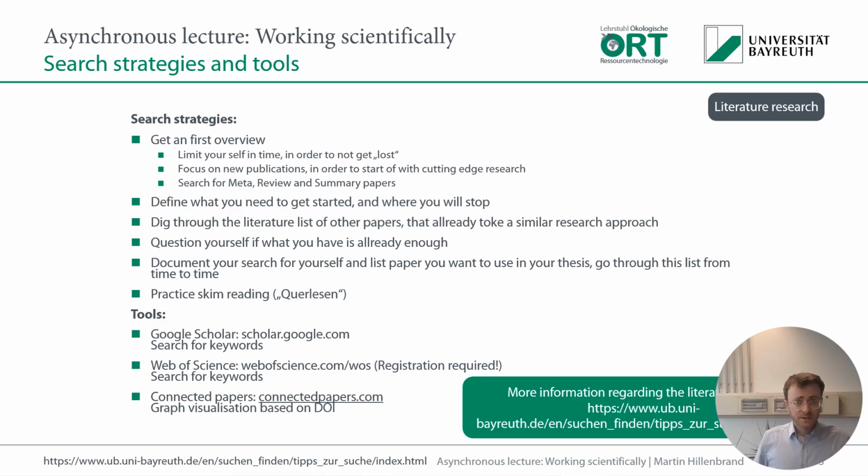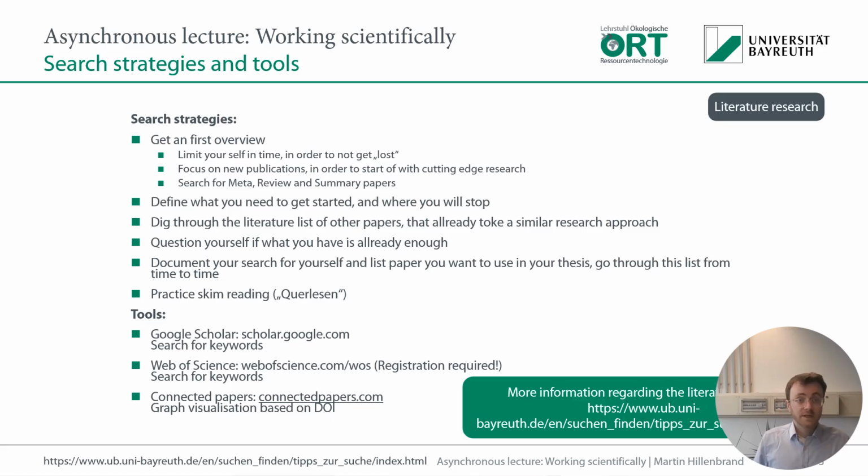Another way to search for literature in a similar way is Web of Science. Web of Science requires a registration, so it's up to you if you want to register there or not. Mainly it does the same as Google Scholar, but sometimes you get better results with Google Scholar, sometimes with Web of Science.